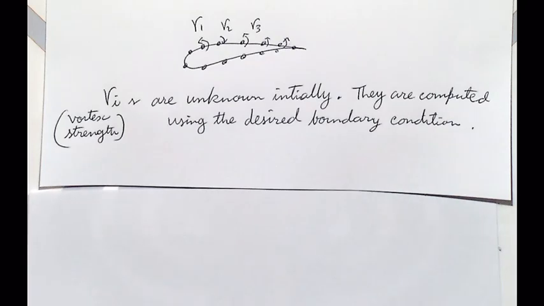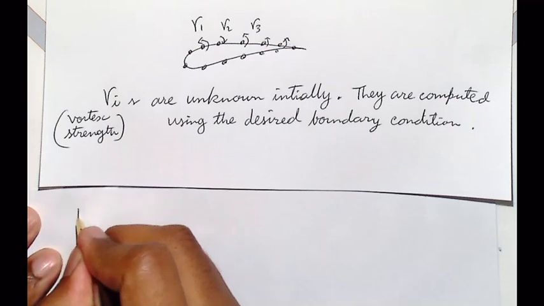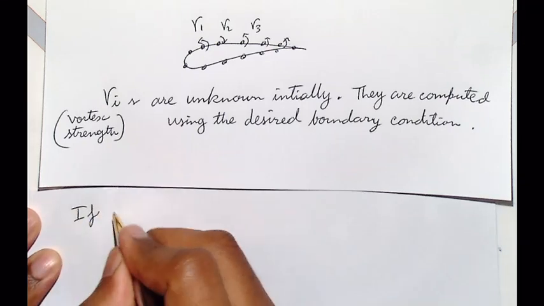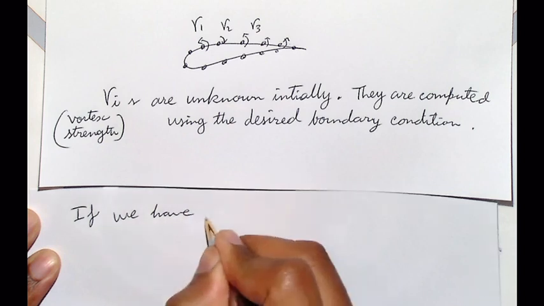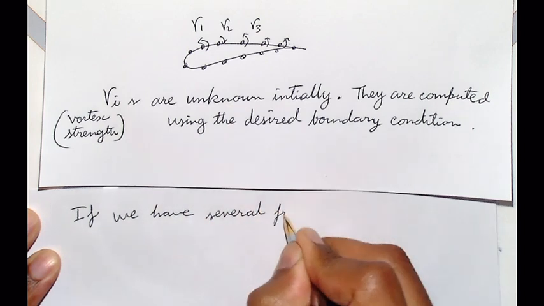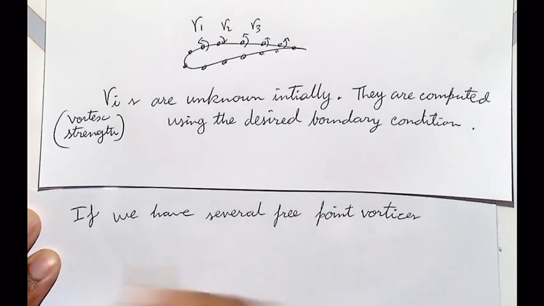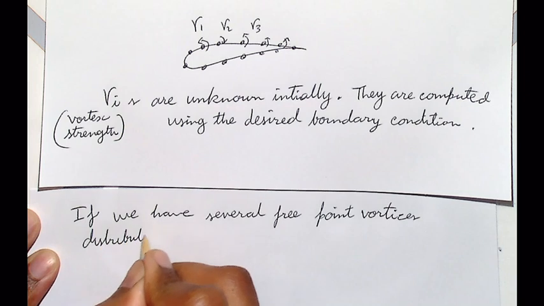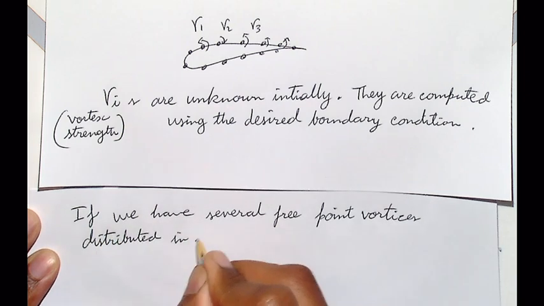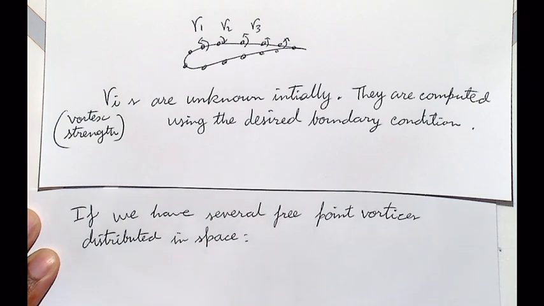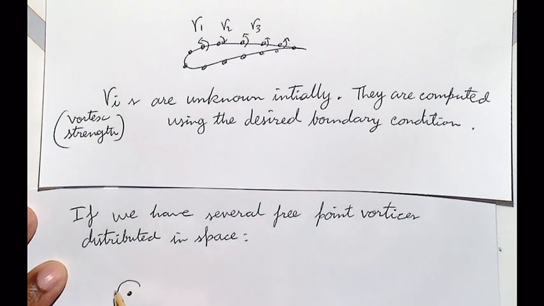Okay, let's see. Before that, okay, if we have a bunch of 3 point vortices distributed in space, as follows. Let's see, this is a point vortex with, let's say, gamma 1 equal 10. This is another point vortex with gamma 2 equal -4. Another point vortex with gamma 3 equal 5.